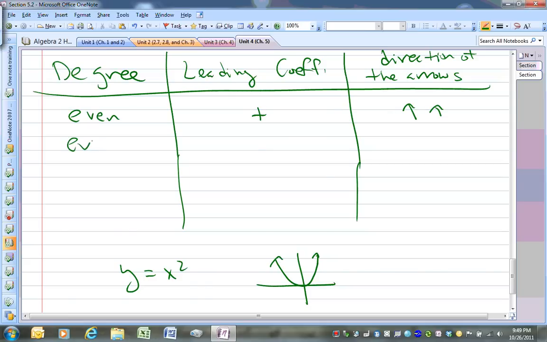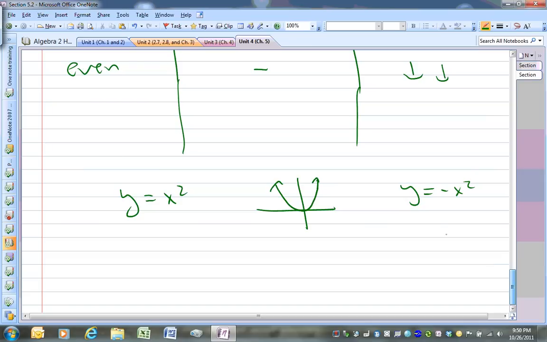What if I had even and negative? Both arrows point down. For example, if y equals -x squared, it would look like this, which makes sense. So even again, you expect the arrows to go in the same direction, but negative, so it's sad, so it's pointing down.